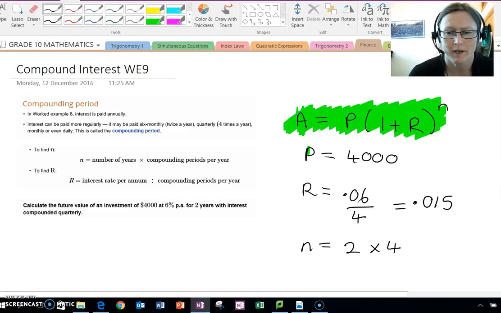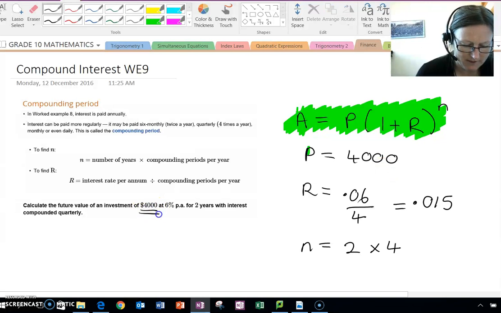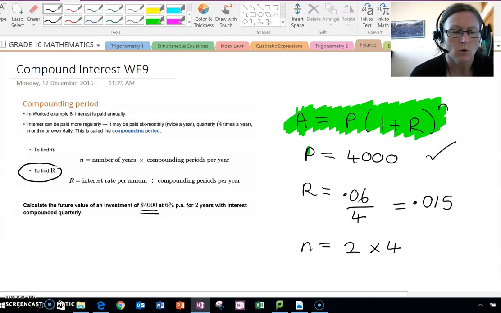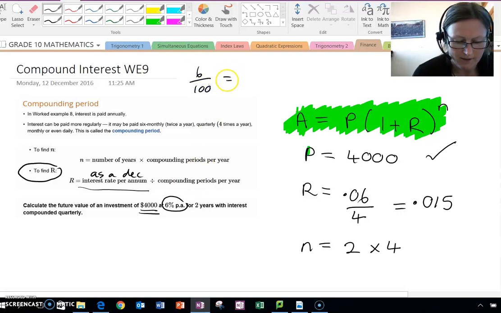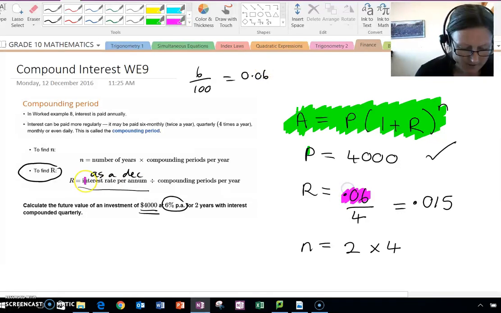In green is highlighted our compound interest formula. I've written here that P is the principal because in this specific example, $4,000 was invested. To find out R, when interest is paid more regularly, you get the interest rate per annum. Remember, that's as a decimal. So 6% as a decimal is 0.06, which is the interest rate per annum as a decimal.